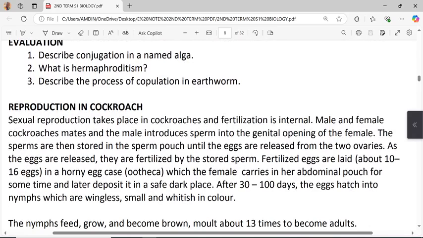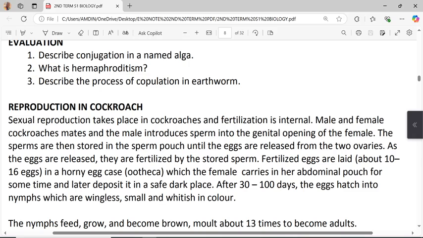Reproduction in cockroach. Sexual reproduction takes place in cockroaches and fertilization is internal. Male and female cockroaches mate and the male introduces sperm into the genital opening of the female. The sperms are then stored in the spermatheca pouch until the eggs are released from the two ovaries. As the eggs are released, they are fertilized by the stored sperm.